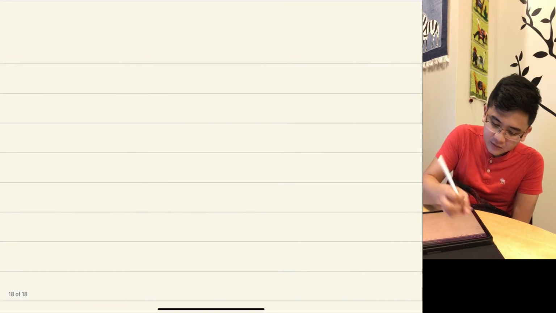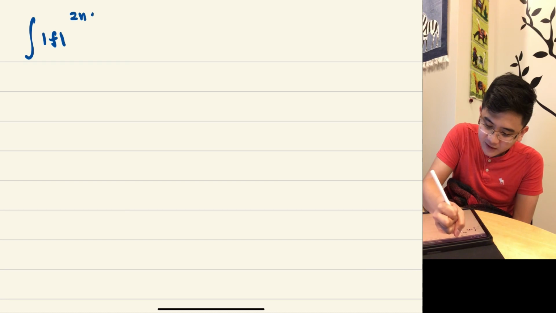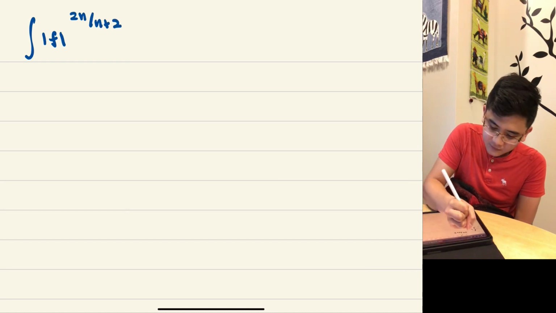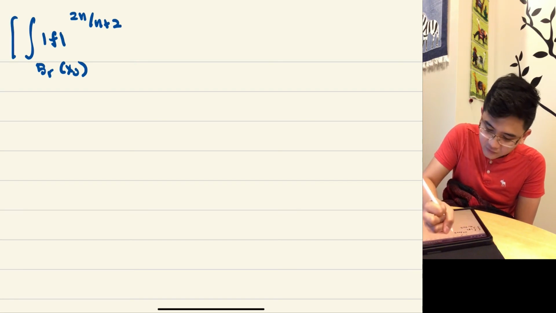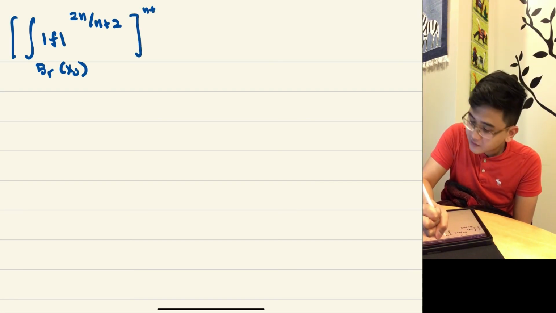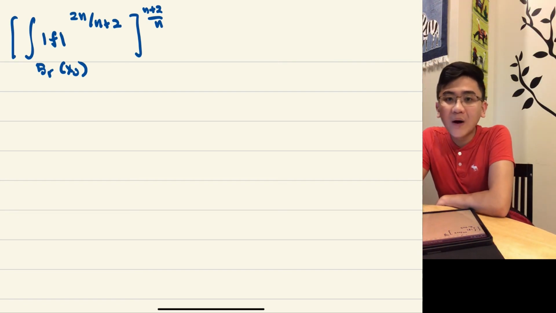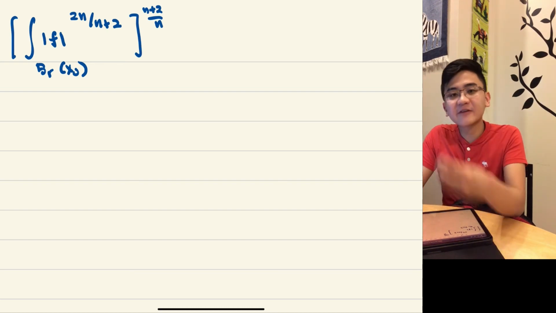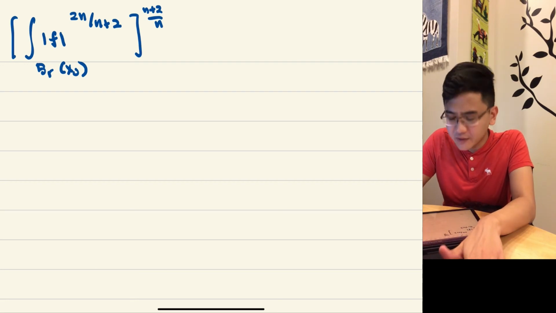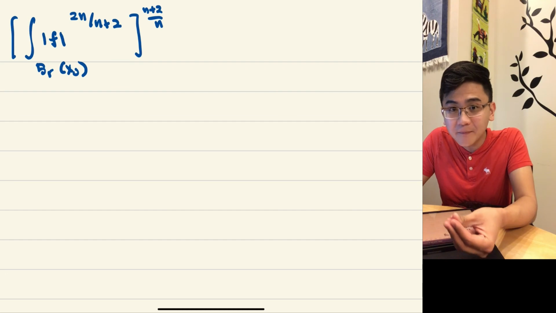Okay, so I have here f to 2n over m plus 2, dr of x0, raised to m plus 2 over n. Okay, so let's think. What is the natural thing to do? Okay, so the natural thing to do is, well, first let's ask, what do I want? I want a power of r to appear.